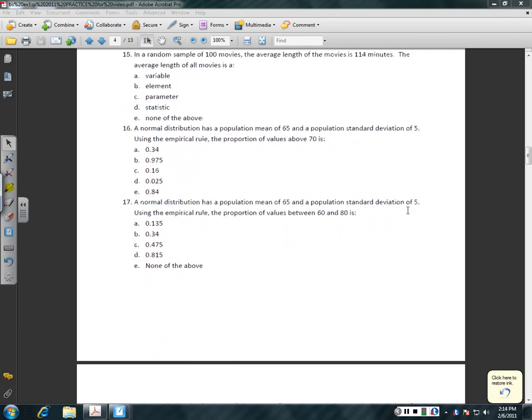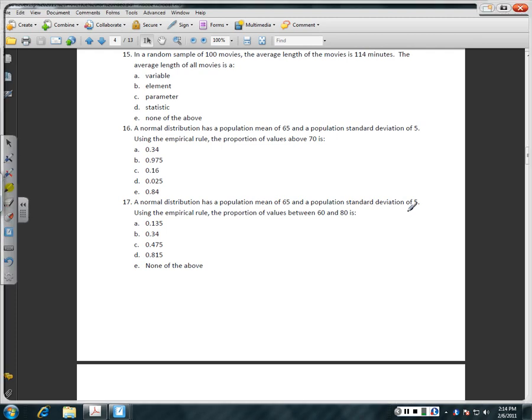On 16 and 17, using the empirical rule. If you need to look in the book to see about this, that's in Chapter 3 in the section that talks about 68, 95, 99.7. It just means that the mean plus or minus one standard deviation includes 68% of the data, or 0.68. The mean plus or minus 2 standard deviations includes 95%, and the mean plus or minus 3 standard deviations, 99.7% of the data.